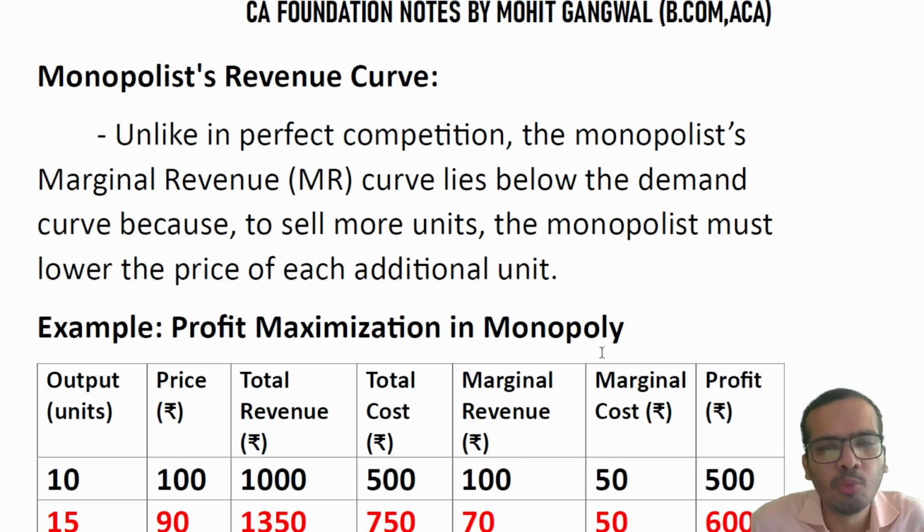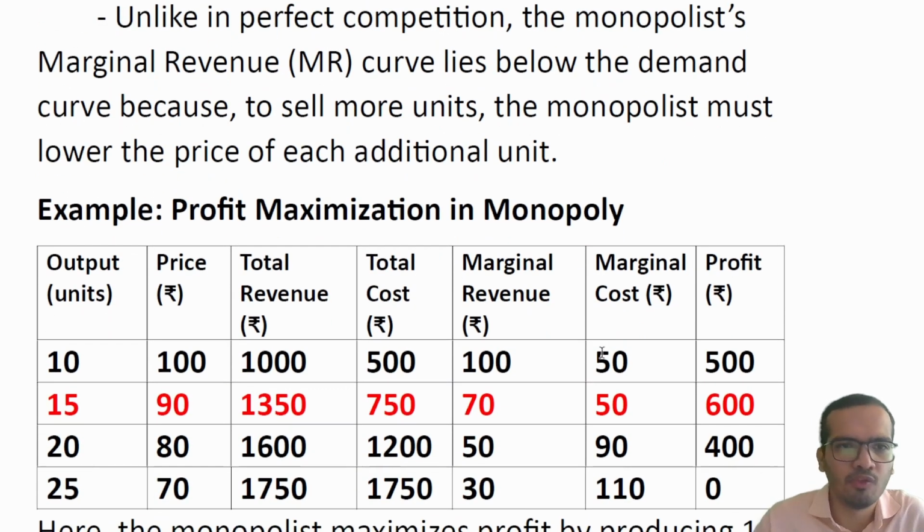Now comes the monopolistic revenue curve. Unlike in perfect competition, the monopolist's marginal revenue, that's the MR curve, lies below the demand curve, because to sell more units, the monopolist must lower the price for each additional unit. So the marginal cost should be lower in order to get maximum profit.